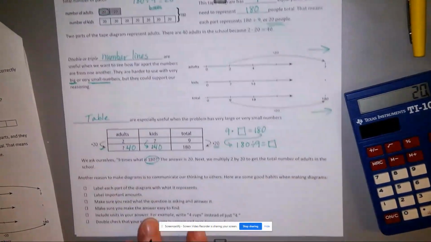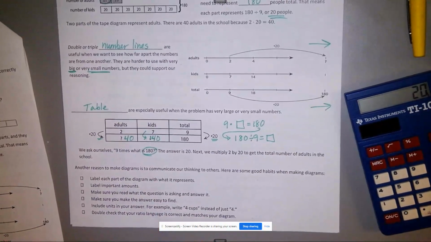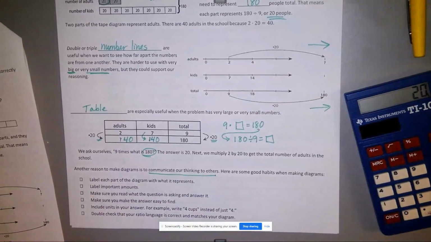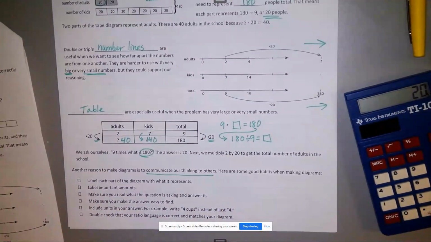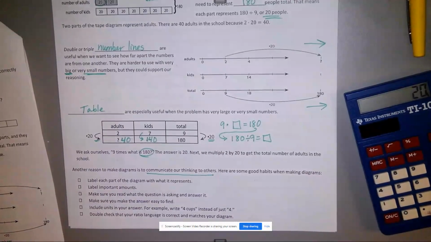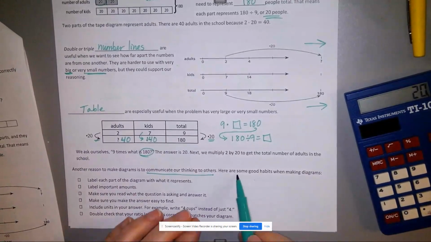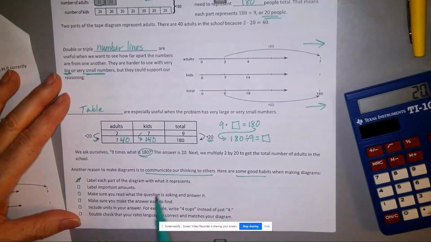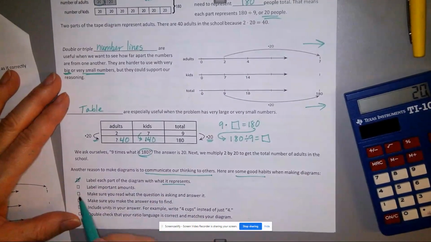All right. Another reason that we use diagrams is to help communicate our thinking to others. And I do say this to you as I walk around. I'm like, how did you get this answer? And quite often kids say, I don't know, I just typed some stuff in my calculator. Well, that's not good. You need to make some good habits, right? You need to label your diagram so we know what it represents.